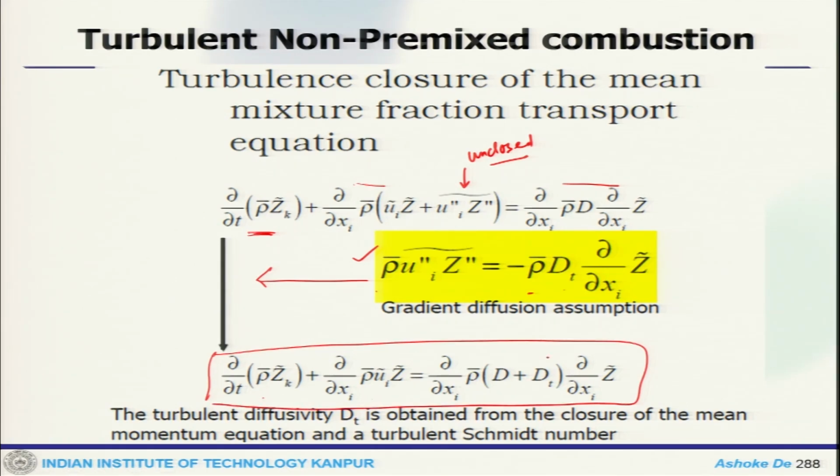Unsteady term, convection term, and this is the total diffusivity. So this D plus Dt is effectively the effective diffusivity. D is molecular and Dt is the turbulent diffusivity, which is closed using the eddy viscosity and the turbulent Schmidt number. So these equations in the RANS framework look completely closed, and we can now solve this transport equation and find the evolution of Z, which in turn allows us to calculate the species and temperature profile inside the domain.